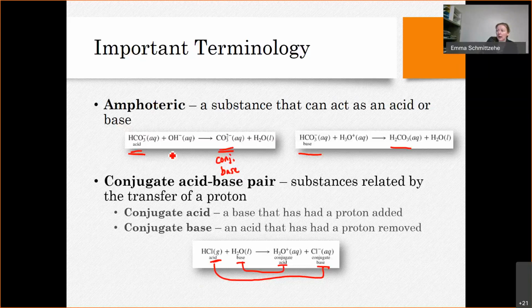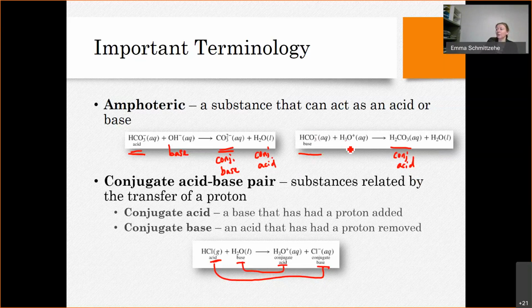Whereas in this reaction, the OH minus is actually my base, because that's the thing that's accepting protons, and the thing that it's related to is the water, and so that water that now has the extra proton is the conjugate acid, okay? And then in the second reaction, the HCO3 minus is acting as a base because it's picking up a proton, so what gets formed, what actually has that extra proton is its conjugate acid, okay?